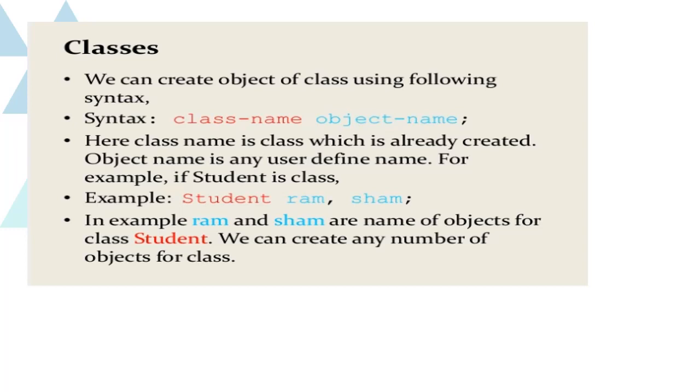If I want to create an object of a class, I have to use the following syntax. First we write the class name, and afterwards we write the object name. Here the class name is a class which is already created. The object name is any user-defined name. For example, if Student is a class, then I write Student as the class name, and Ram, Sham. These are all called objects. So in the above example, we create objects of the class Student. We can create any number of objects for a particular class.